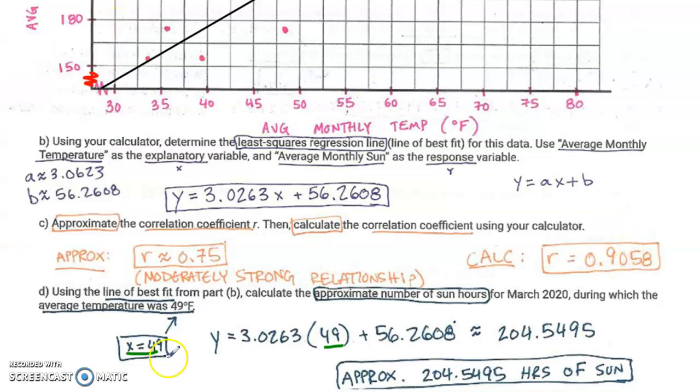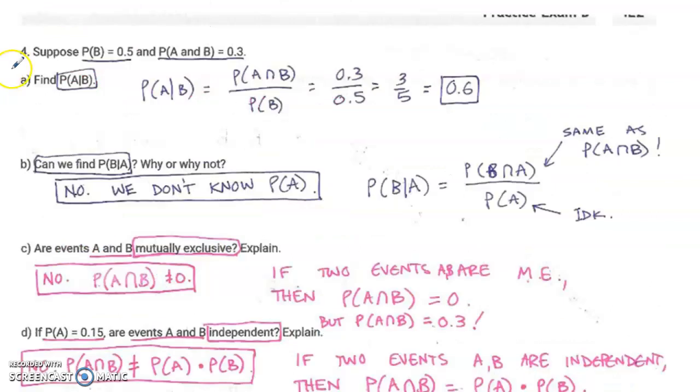All right, moving on to the next problem. On question number 4, it gives us the two probabilities. And look, this is another probability formula question. The probability of A given B is equal to the probability of A and B divided by the probability of B.